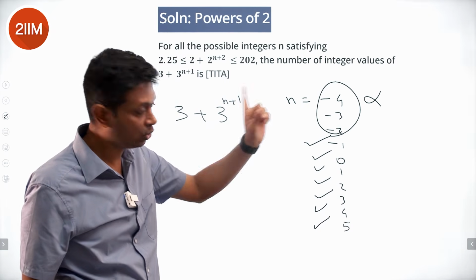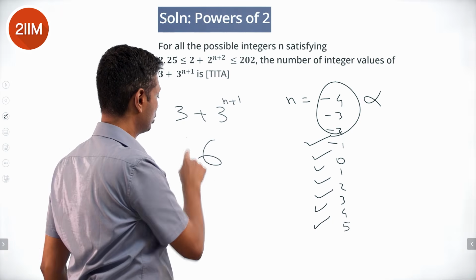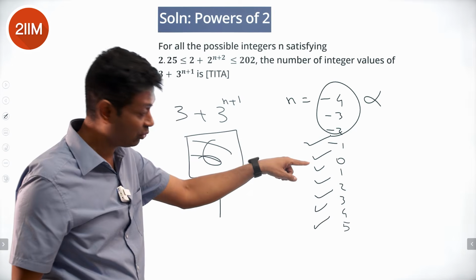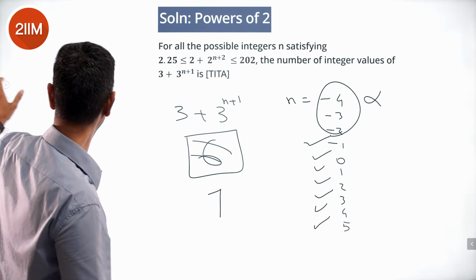5 positive integers, 0 and minus 1. 6 values of n will work. Sorry, 7 values will work: 1, 2, 3, 4, 5, 0, minus 1. 7 different values.